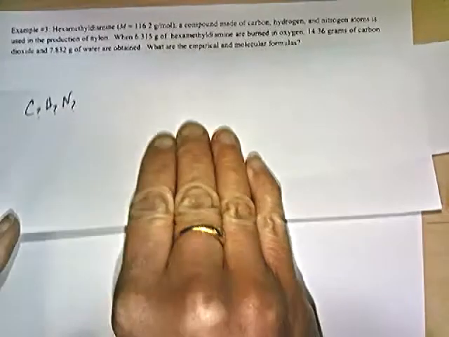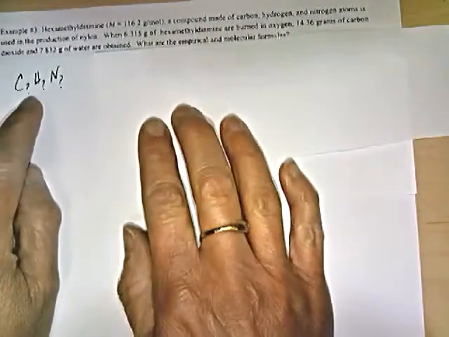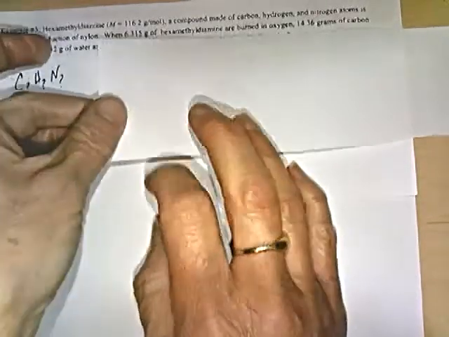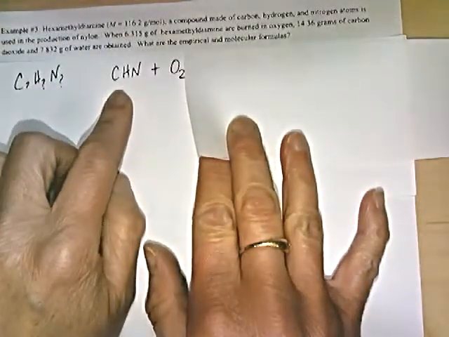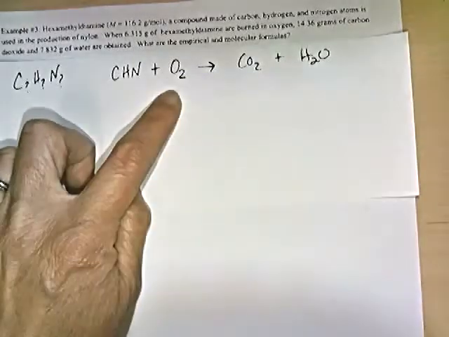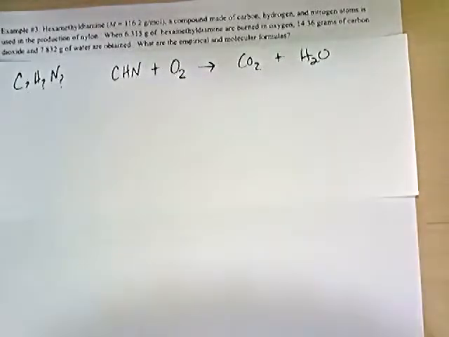So when you burn something that has carbon and hydrogen in it, you're going to get carbon dioxide and water. So that piece is very important. Ultimately, my goal in this problem is to figure out how many carbons, hydrogens, and nitrogens there are. I need to use this combustion information. So I'm taking this compound and burning it in oxygen to create CO2 and water. I need this information here to help me organize my problem.